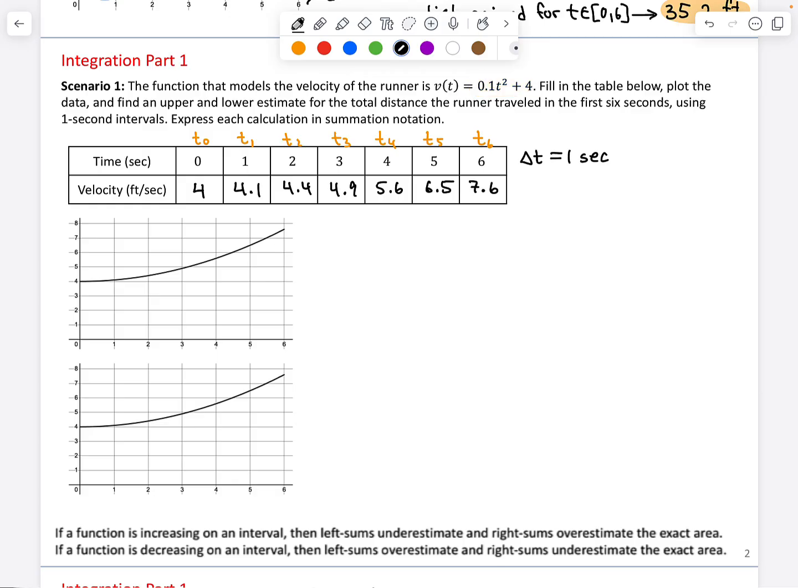Now there are 7 times in this list, which divide the time interval from 0 to 6 into 6 subintervals. So the first subinterval, second, third, fourth, fifth, and 6th. So 7 numbers produce 6 subintervals. Those subintervals represented in our graph, 1, 2, 3, 4, 5, 6.